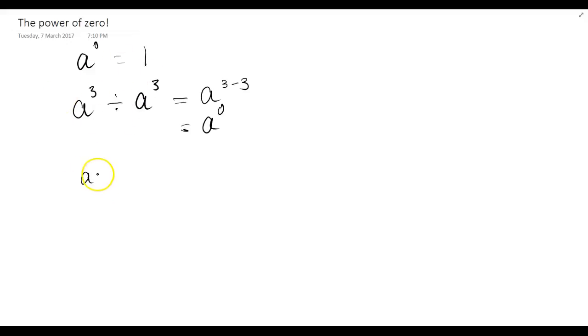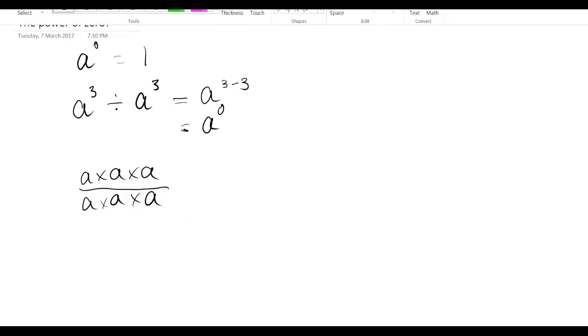So if I go a times a times a, that's a cubed, divided by a times a times a, and then I go ahead and I do my cancelling. Remember, when we cancel, we're actually dividing the top and the bottom by the same thing. So if I divide by a, I get 1. a divided by a is 1. Do it again. Divide by a, I get 1. Divide by a, I get 1.